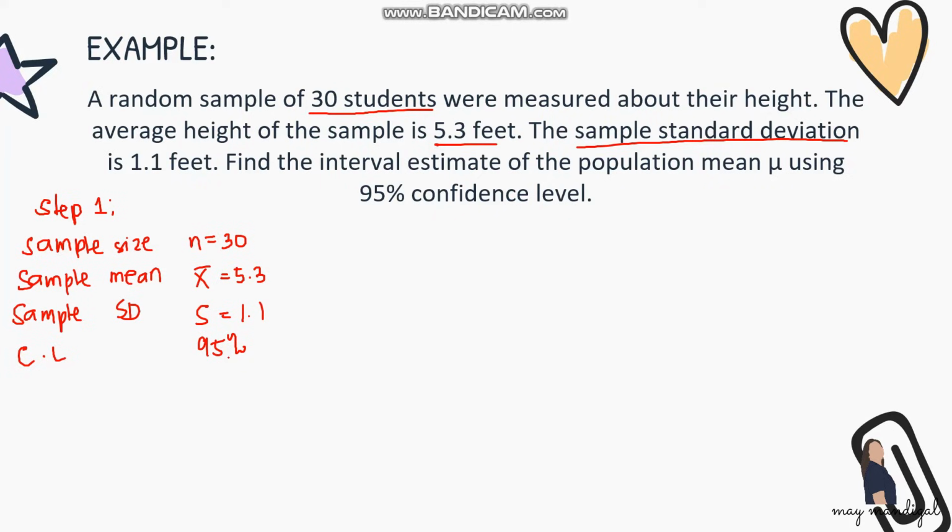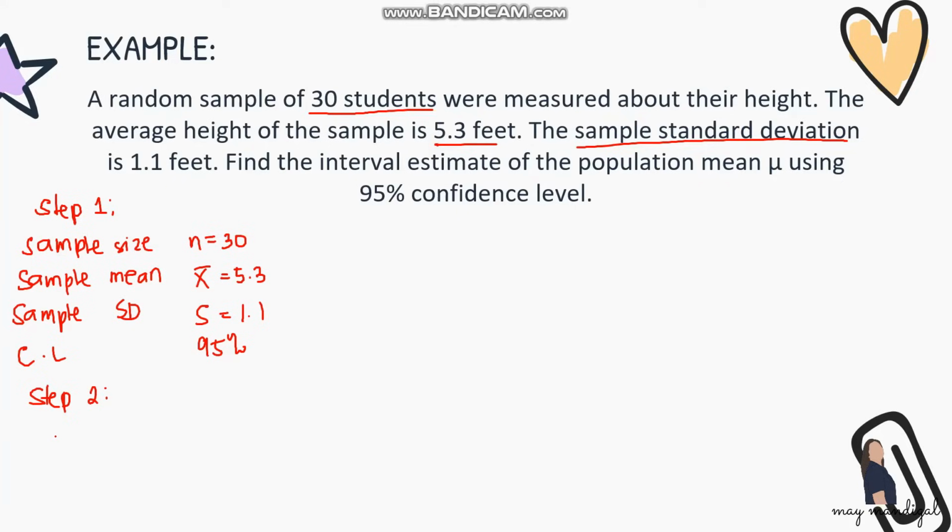Now, how will you know which of the two we should use? In this problem, you will see that the standard deviation given is from the sample. If the standard deviation given is from the sample, this is the one that we will use, which involves the t-distribution. But if the population standard deviation is the one given, we will stick with the z values that we used a while ago. Next, step number 2. We have to identify the critical values. Since we don't have the population standard deviation, we will be using the t-distribution for the critical values.